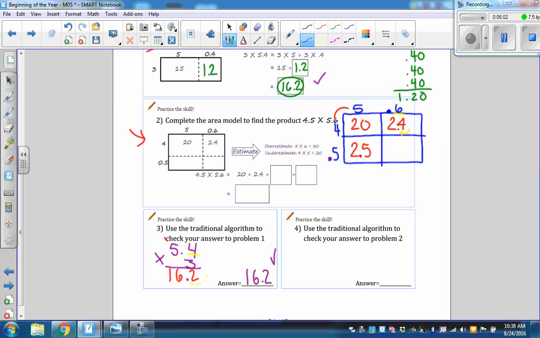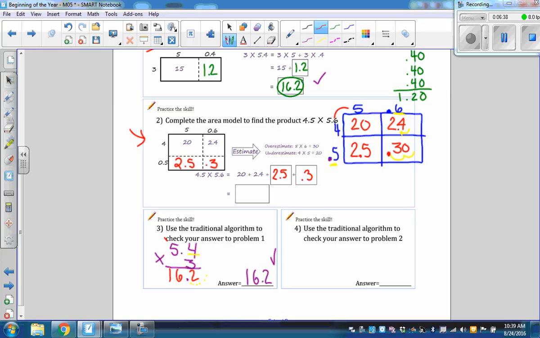And then the last part is 5/10 times 6/10. So 5 times 6 is 30. But now we have 2 decimals, 2 digits after the decimal. So we're going to come in twice, and we're going to put our decimal there. So in this area model over here, the missing values are 2.5, we're going to write that here, and 3/10.